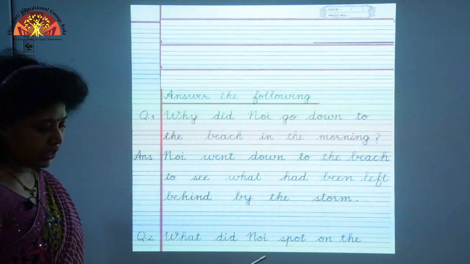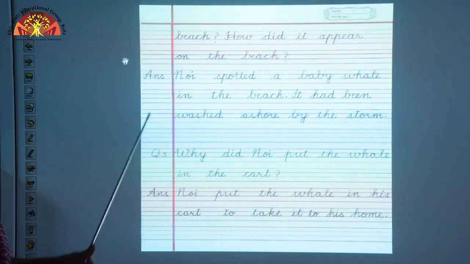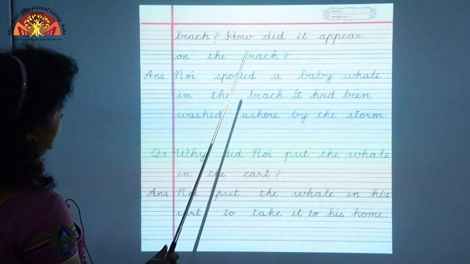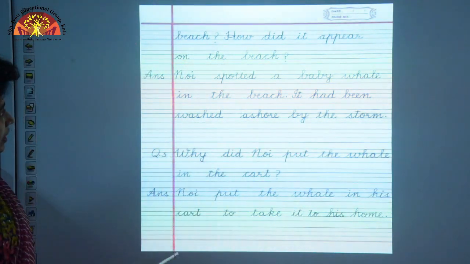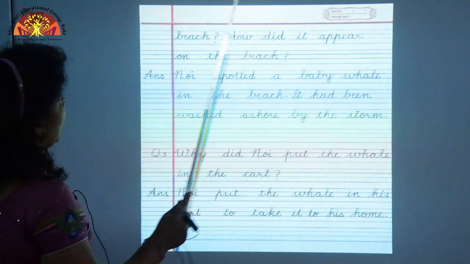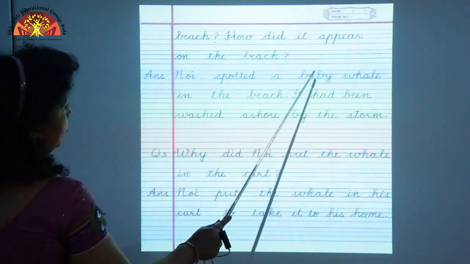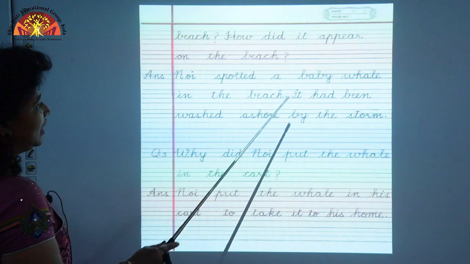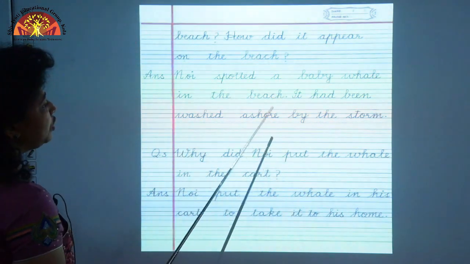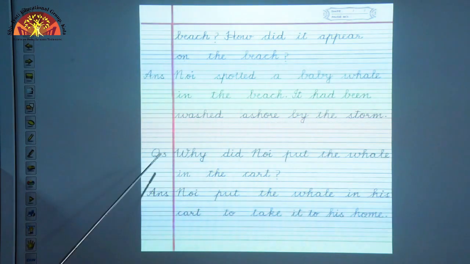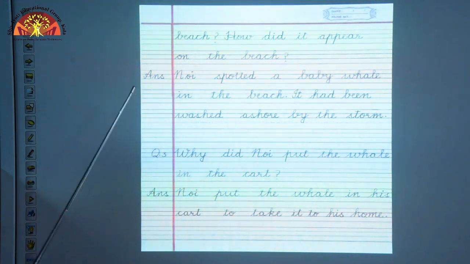What did Noe spot on the beach? How did it appear on the beach? Don't forget the red margins, children, okay? And let's start with the answer. Noe spotted a baby whale on the beach. It had been washed ashore by the storm. Let's leave a line here and then start with question 3.